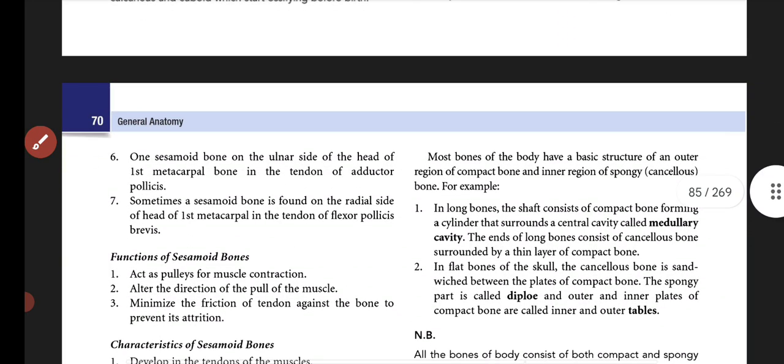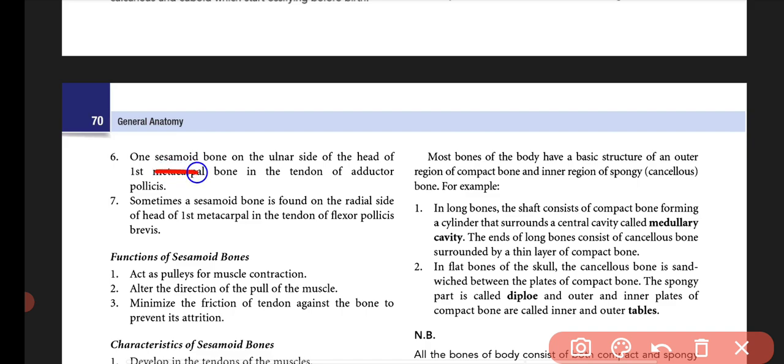Number six is one sesamoid bone on the ulnar side of the head of the first metacarpal bone, in the tendon of the adductor pollicis. And lastly, sometimes a sesamoid bone is found on the radial side of the head of the first metacarpal, in the tendon of the flexor pollicis brevis.